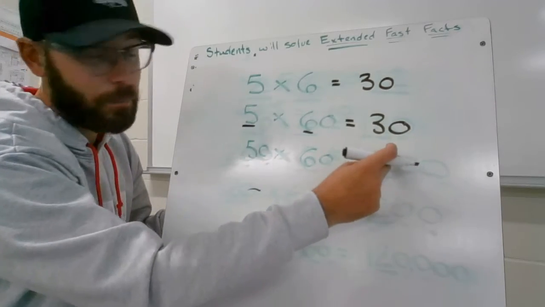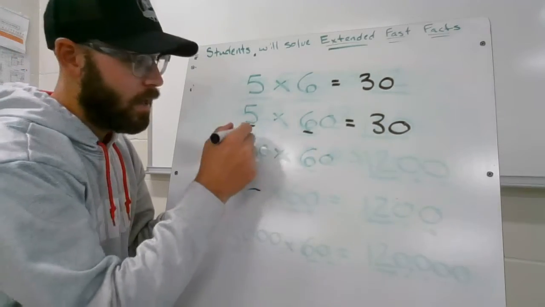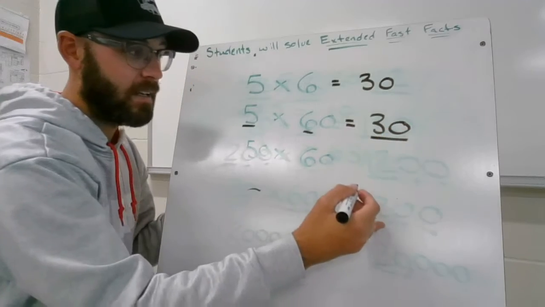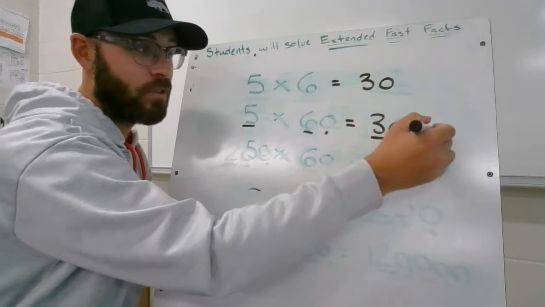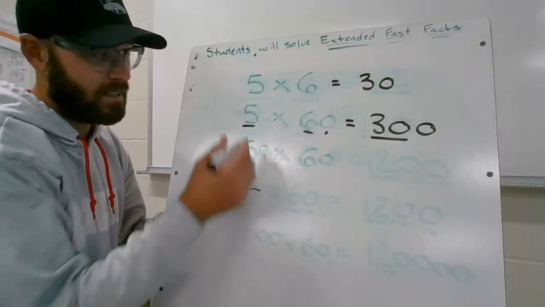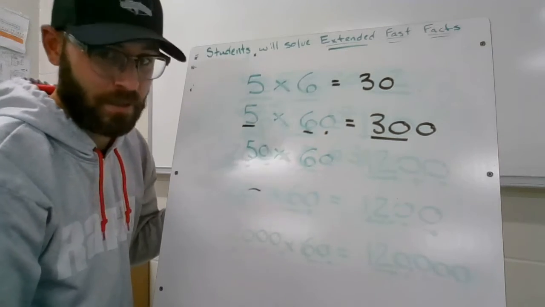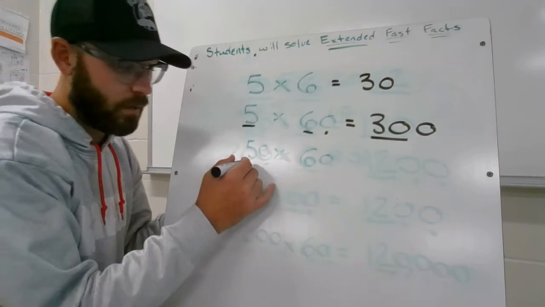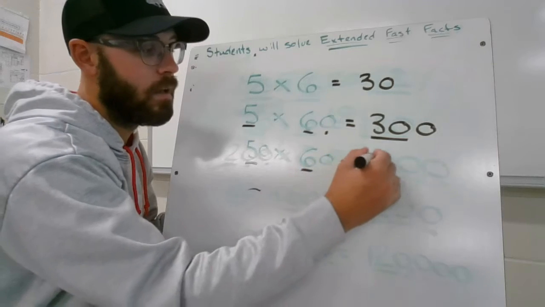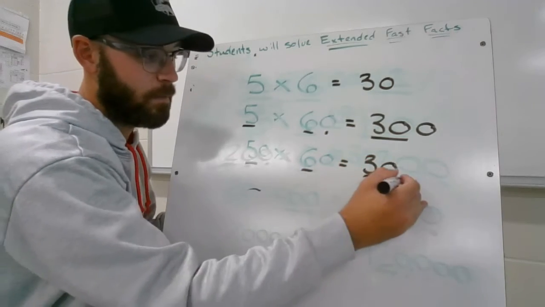This 0 doesn't count because it was part of the fast fact. This is the answer to the fast fact. I need to add this extra 0 still. Otherwise, it doesn't make sense if you were to say 5 times 60 is only 30. That's just 5 times 6. Same thing works here. 5 times 6 is 30. That's my fast fact answer.